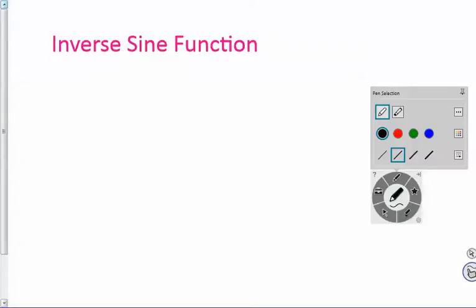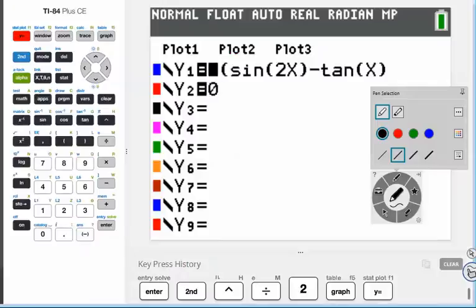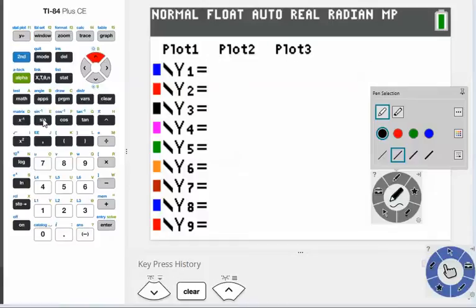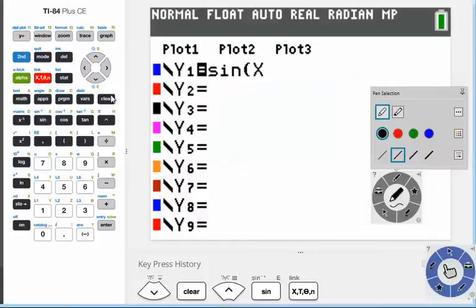So let's take a look at the inverse sine function. The inverse sine function is, in fact, this guy. We're going to plug that into our calculator in a second, but first I want you to see what's up with the sine function. Let's look at just the regular old sine function.